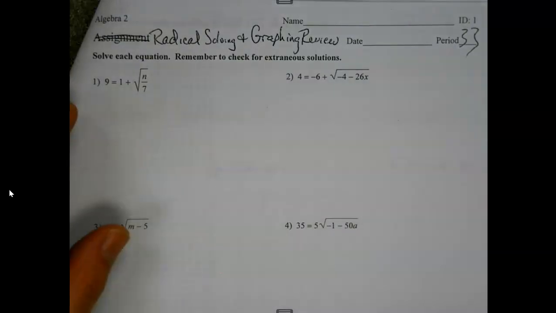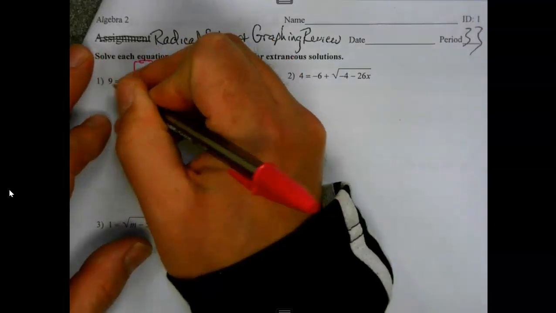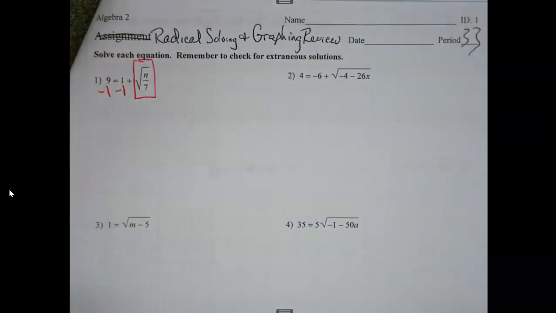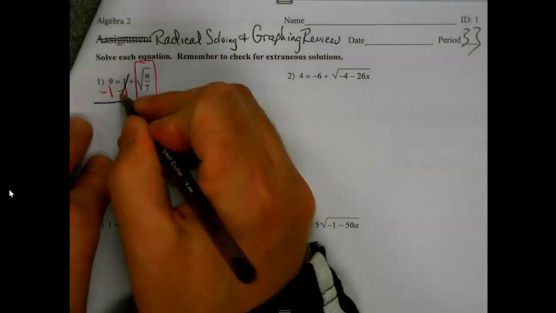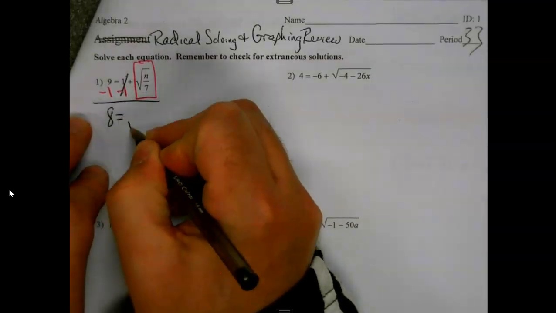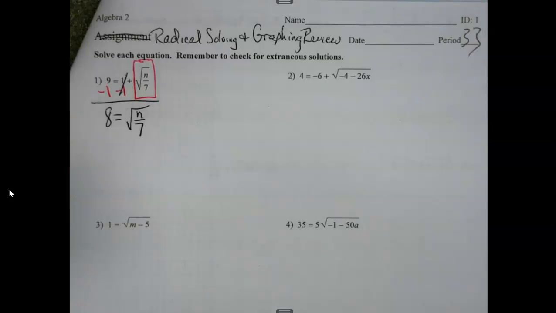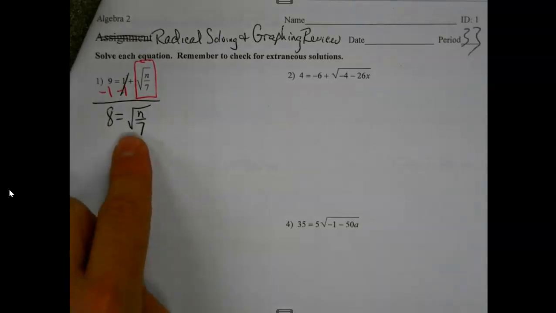Good place to start is any... Whatever's over there with it has got to go away. So, one, you've got to move. So that's my first thing to ponder. Once that's situated, now my job is to get rid of the square root.